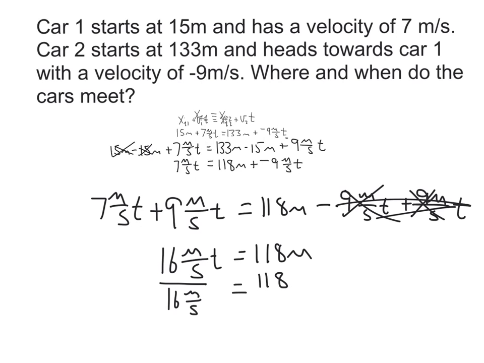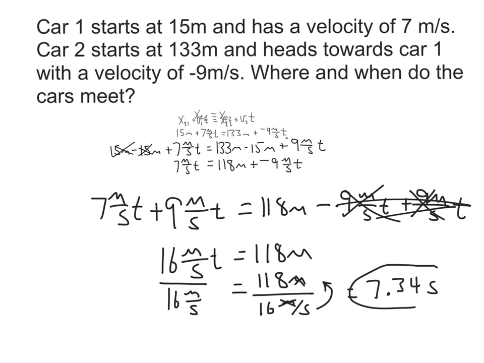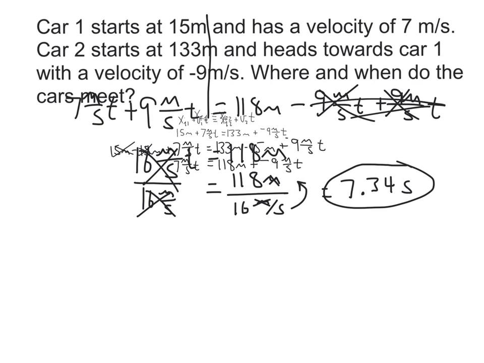So 118 meters divided by 16 meters per second. The cool thing is the meters cancel. Look at that. The meters just canceled. Seconds moves up to the top. I have happy units. I'm looking for time, and my units is in seconds, so that's great. I know I did the problem right. And the answer is 7.34 seconds. That's how long it takes for the two cars to collide. So nothing happens for the first 6 seconds, and at 7.34, bam, they collided with each other.